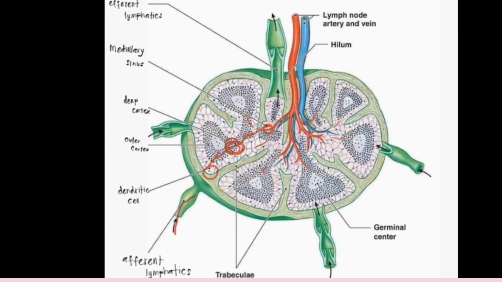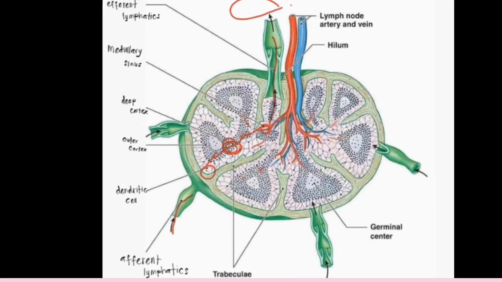Efferent lymphatics leave the lymph node at the hilum. These vessels collect lymph from the medullary sinus and carry it toward the venous circulation.